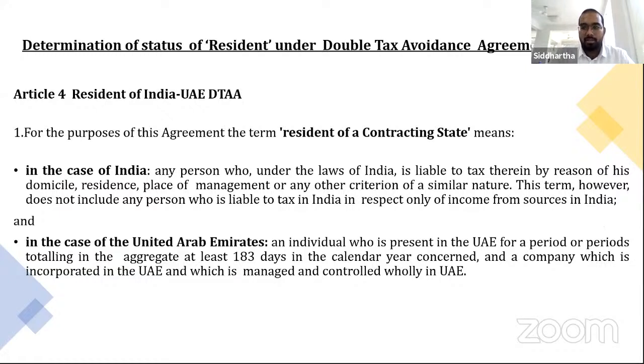So resident of a contracting state, either a contracting state. In case of India, UAE DTAA, it may be India or it may be UAE. So when I say resident of a contracting state, in case of India, resident of India would be a person who under the law is liable to tax therein by reason of his domicile, residence or place of management. So if any person by reason of his residence or place of management or domicile becomes a resident in India as per Indian tax law, then he would be determined as resident of India for the purpose of this India UAE DTAA.